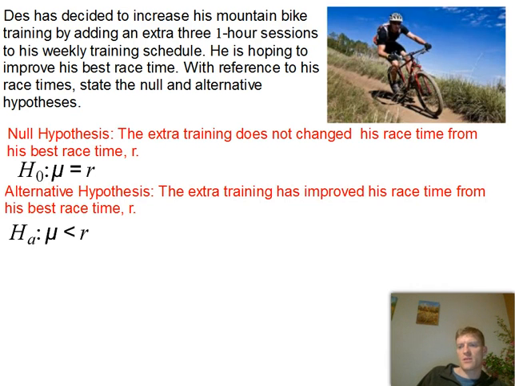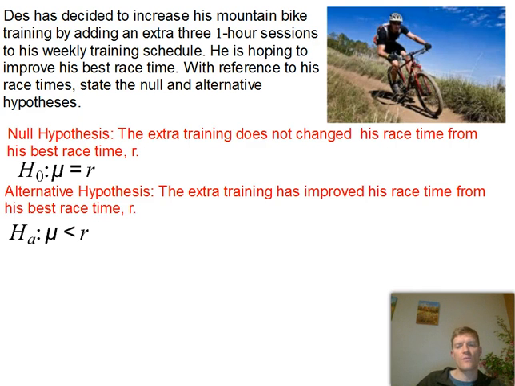So the null hypothesis can be written like so. The extra training does not change his race time from his best race time R. The null hypothesis is always about the situation where there is no change to what's described originally. So the intervention of doing extra training causes no change. That's the null hypothesis. Now the alternative hypothesis is maybe the extra training has improved his race time from his best race time R. So it's gotten better.